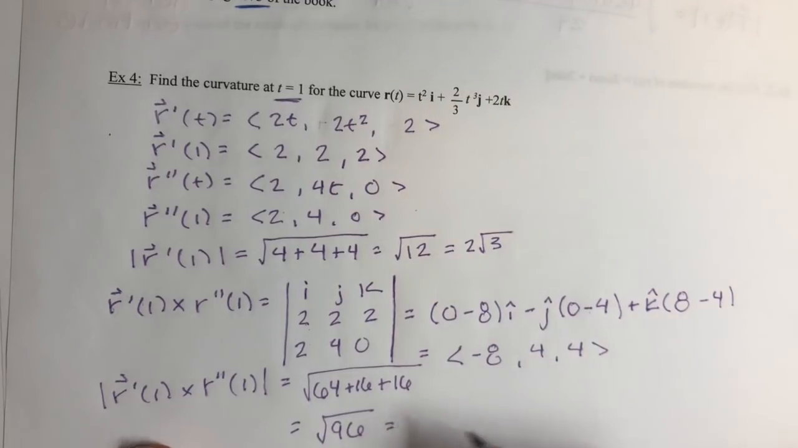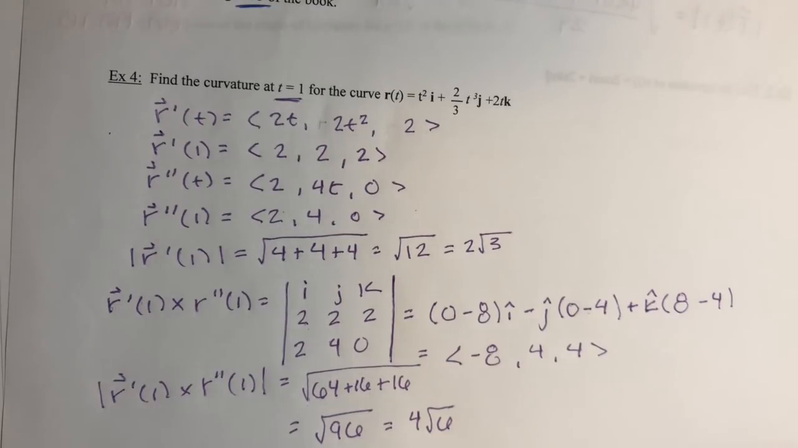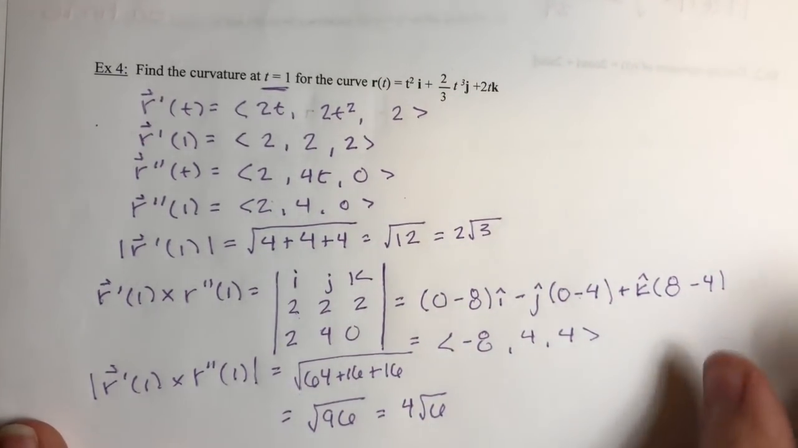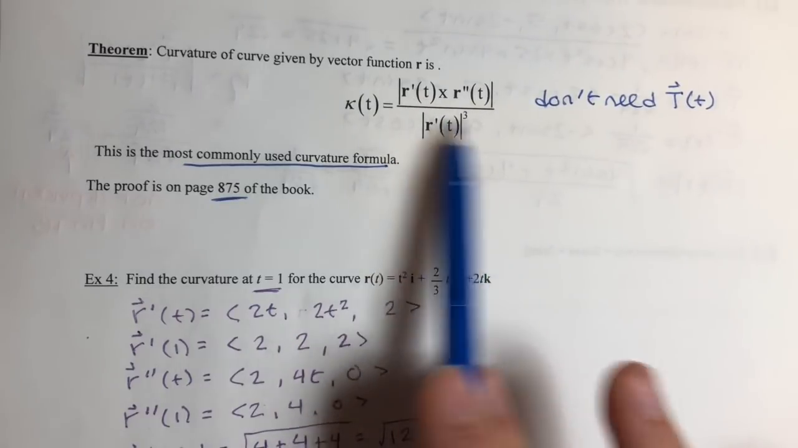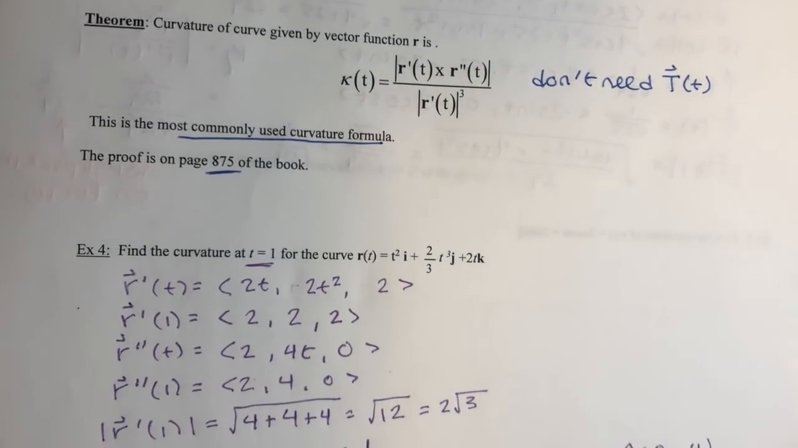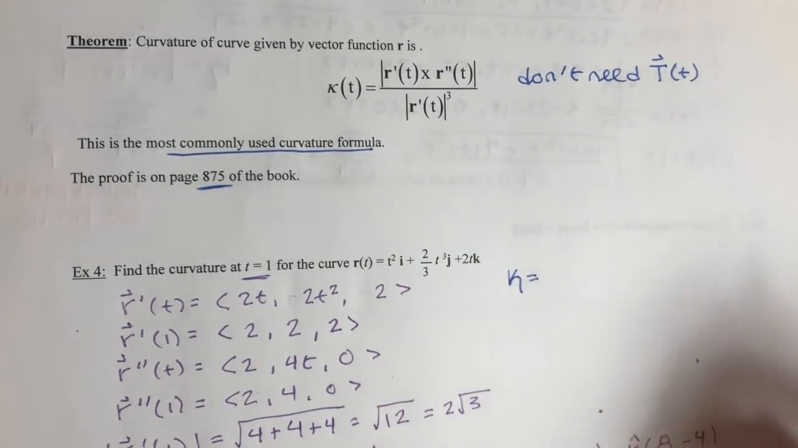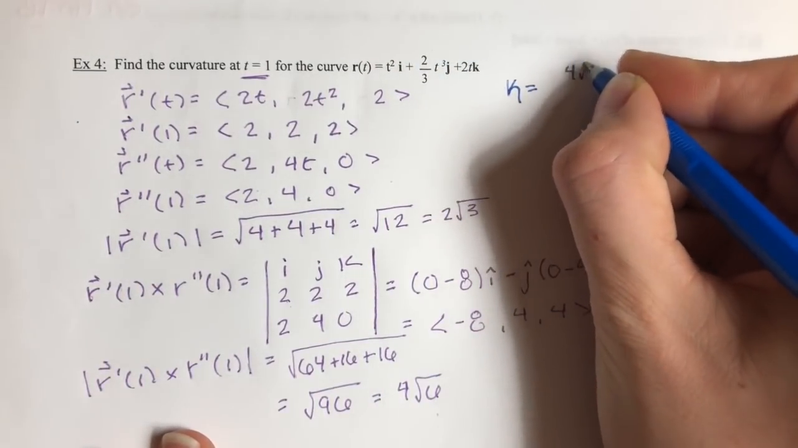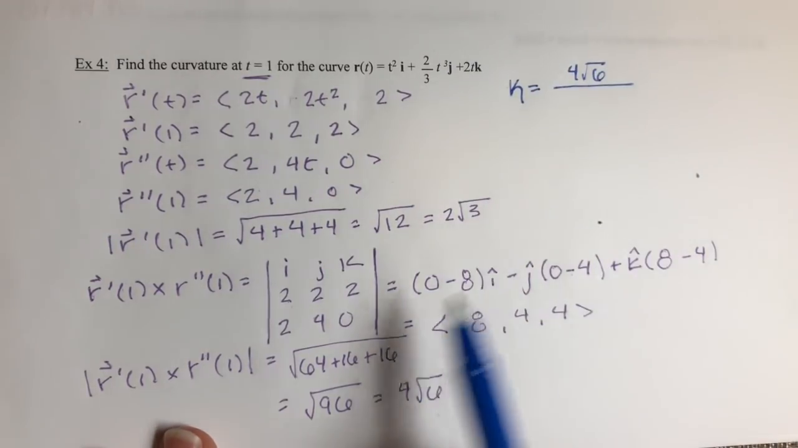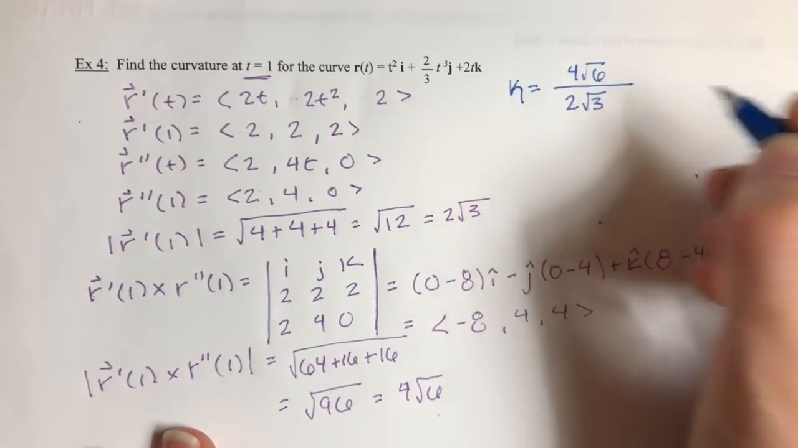Okay, which I can simplify a little bit. 4 root 6. Whew. Okay, now we're almost there. Now we just gotta plug it in. So let me use a different color to plug in. Let's look back at our formula up here. I need to put the magnitude of what I just found over the magnitude of the first derivative cubed. Okay, so my curvature is going to be 4 root 6 divided by the magnitude of this vector, so 2 root 3.